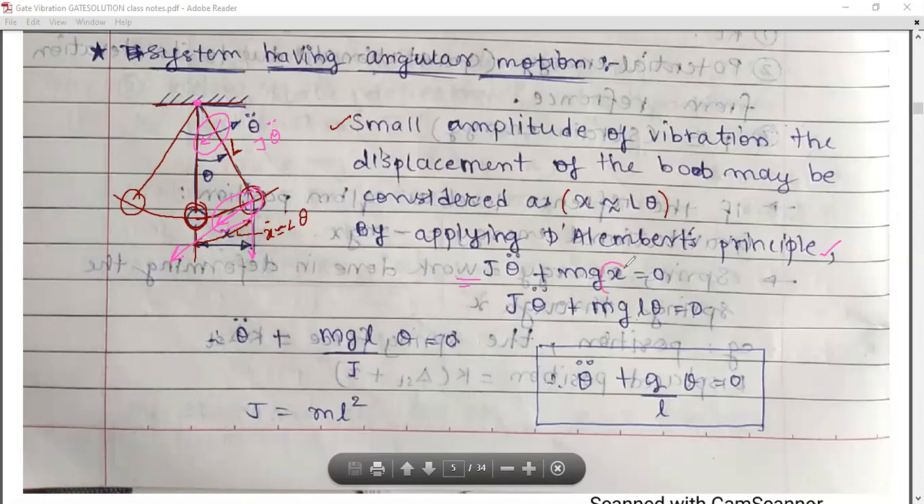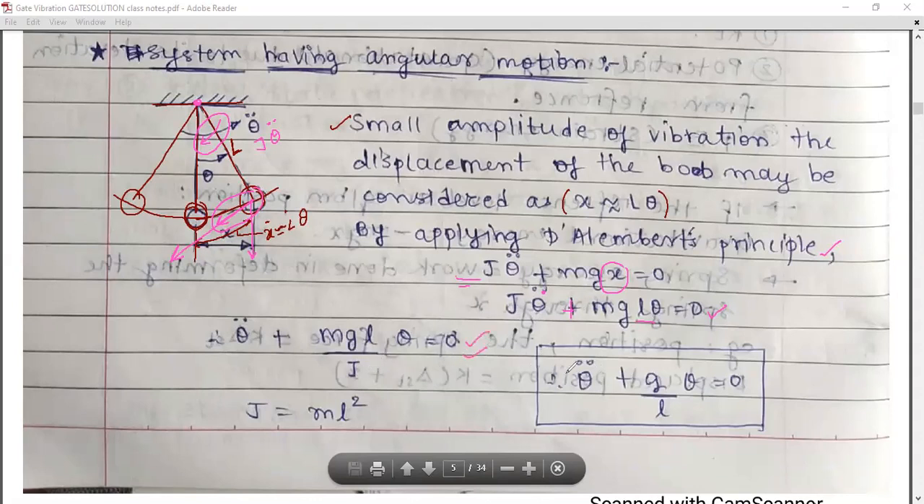Here in this case, x is what? L theta. So J theta double dot plus mgL theta is equal to 0. This is the required equation of your angular motion. Now this can be written in the other form. Therefore, theta double dot plus mgL by J theta is equal to 0. That is one of the equations.